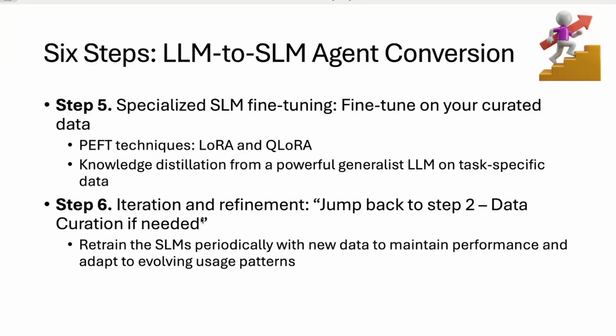And then the last step is iteration and refinement, right? Even for an LLM, the data could shift. It's just that the decay of performance is much slower; the life cycle of an LLM is much longer than an SLM, since LLMs have so many parameters, so they're more stable and robust compared to SLMs. So if you have an SLM, you do need to retrain periodically with new data, so that you prevent the model from decaying due to data shift or the pattern shift of evolving usage patterns.